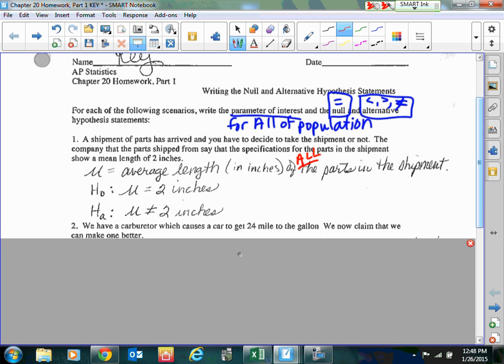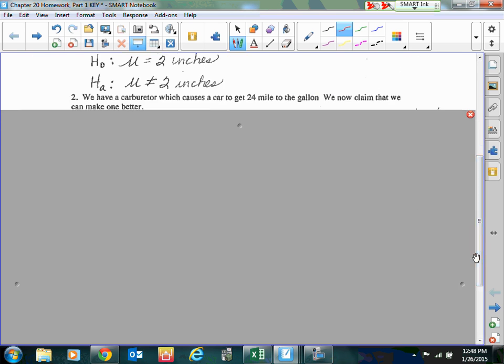So let's look at number 2. We have a carburetor, which is a part of a car, and it causes the car to get 24 miles to the gallon. But we now claim that we can make one better. All right, so what would we be hypothesizing about? If what's right, you said if it's greater than da da da da, it is the key word. That's what I'm looking for. What does it mean?